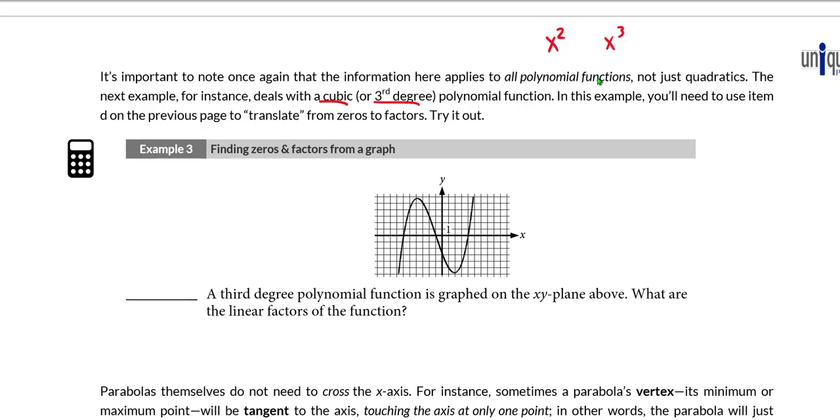When we look at the graph, and by the way, this actually applies to all functions, even exponential functions, logarithmic functions, it doesn't matter. If we are looking at the graph and we can see where that graph hits the x-axis, where that graph intersects the x-axis, we are looking at the zeros of that function. We are looking at the values of x where the y value is 0.